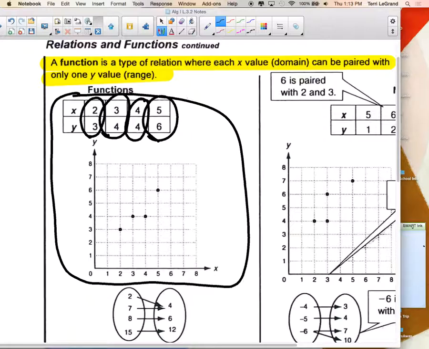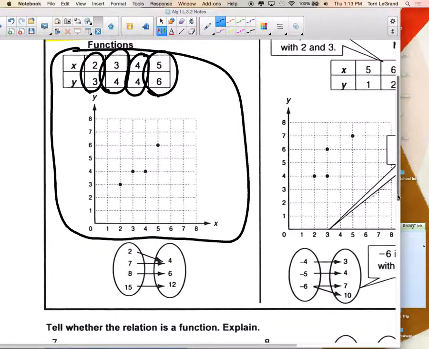And look at the graph. How can we tell on the graph that it's a function? How does a graph give it away? That each x value has only one y value. Carson? Because there's only a single dot on each x value.